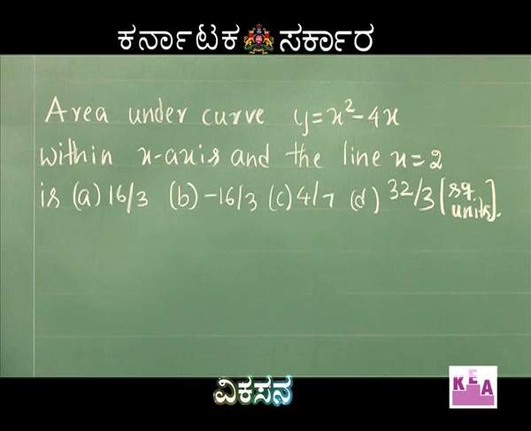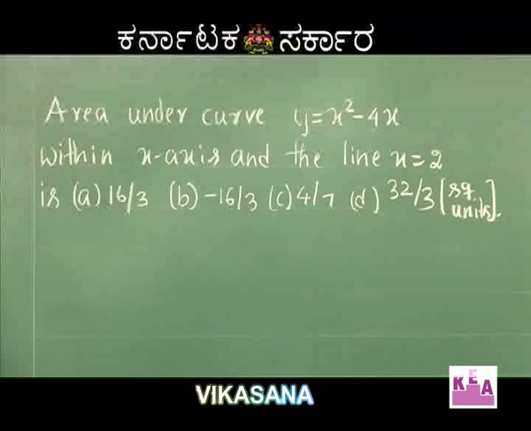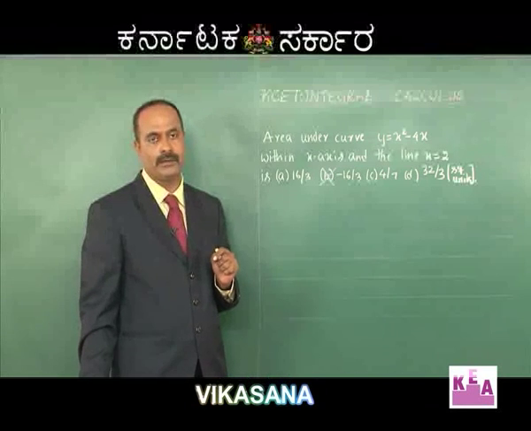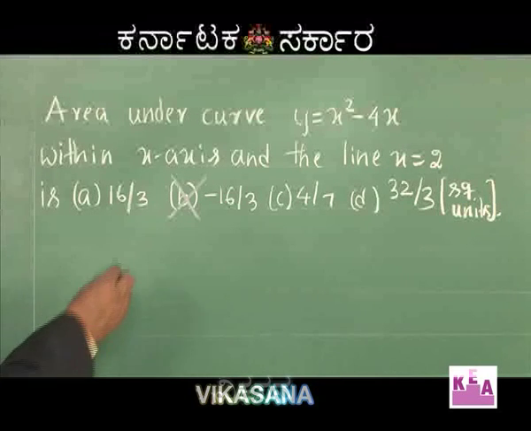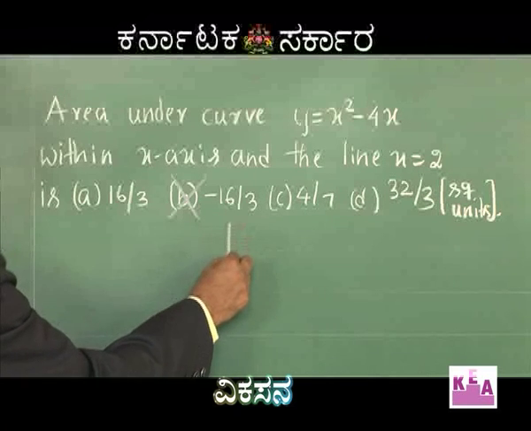The next problem is, find the area under the curve y is equal to x square minus 4x within the x-axis and the line x is equal to 2. Options are 16 by 3, minus 16 by 3, 4 by 7 and 32 by 7 in square units. Look at this, dear students. Look at option B. Option B is highly impossible. What is the reason? The reason is very simple: area cannot be a negative quantity. That is common sense.